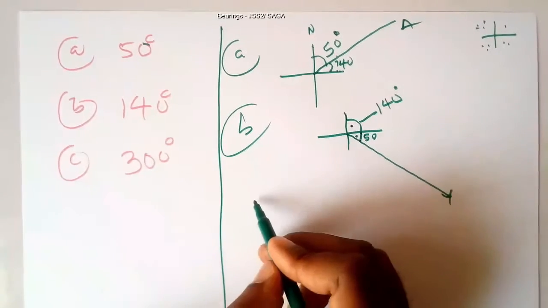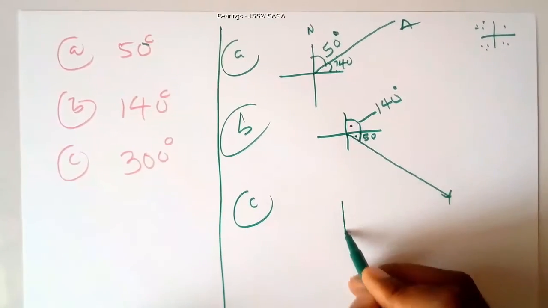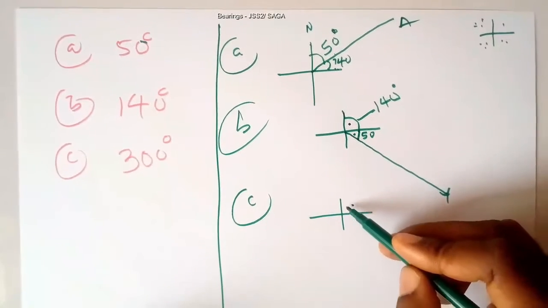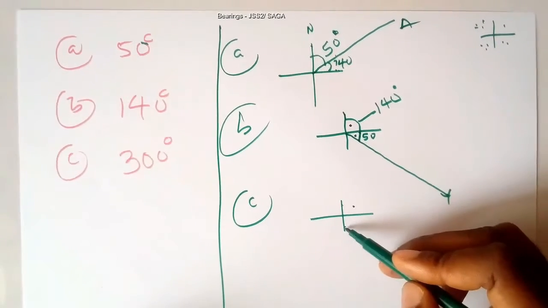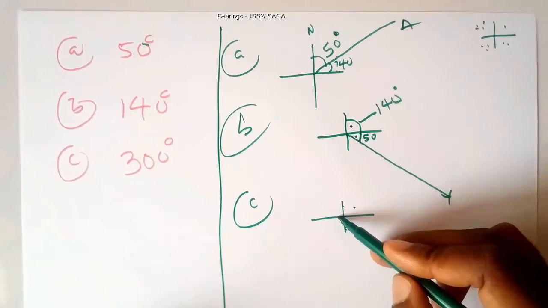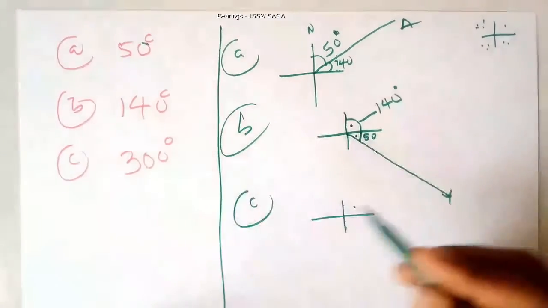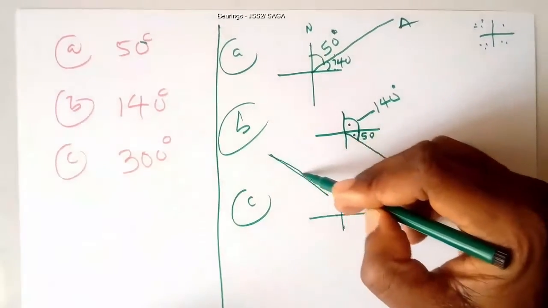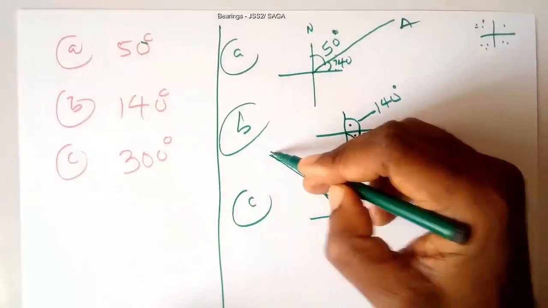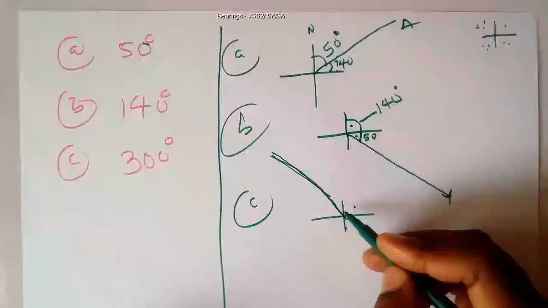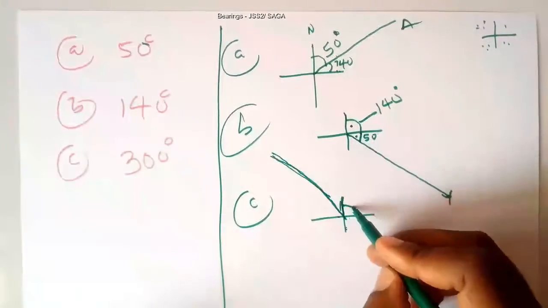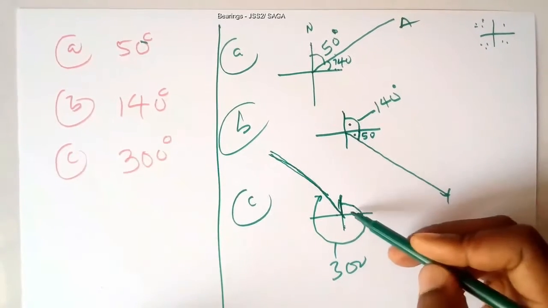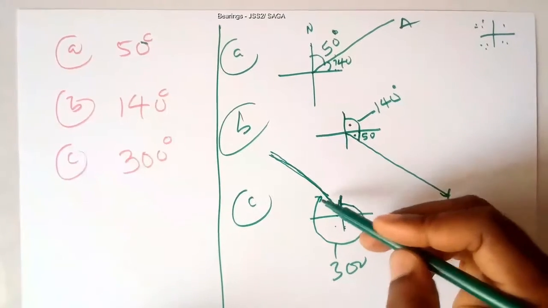Then C, 300 degrees. Of course it can be here, because here is 90. It can be here because from here to here is 180: 90, 90, 180. 90 plus another 90, 270. So this bearing 300 is in this quadrant. It's here. Sorry for this, because it has to be a straight line. From here to here is 300 degrees, because 90, 90, 180, 90, 270.